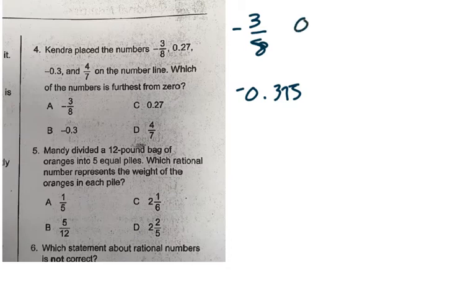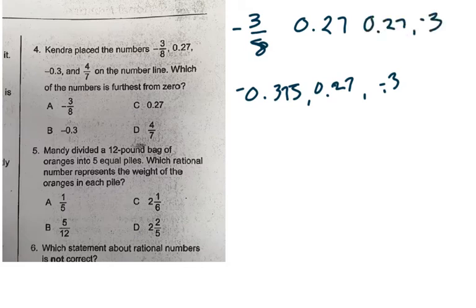Then we have 27 hundredths. It's already a decimal, so we're going to leave that one the way it is. Then we have negative 3/10, also already a decimal. And then we have 4/7. So, oops, get rid of that.